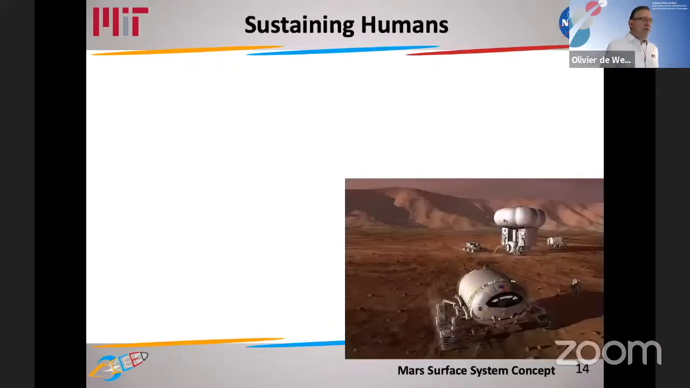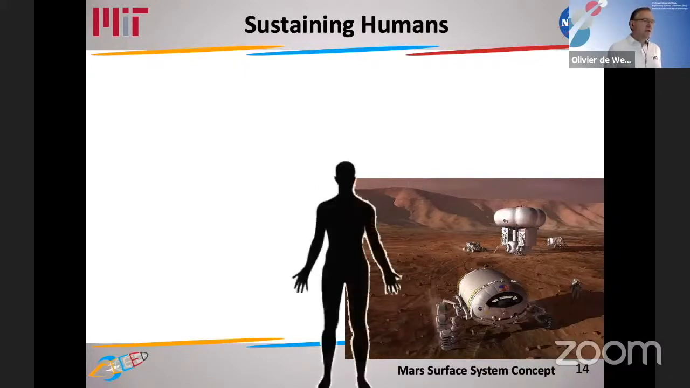And we'll come back to those two functions, sustaining human life and performing science on Mars. So let's focus on the sustaining function, sustaining humans on Mars. You've seen many different Mars surface system concepts over the years.